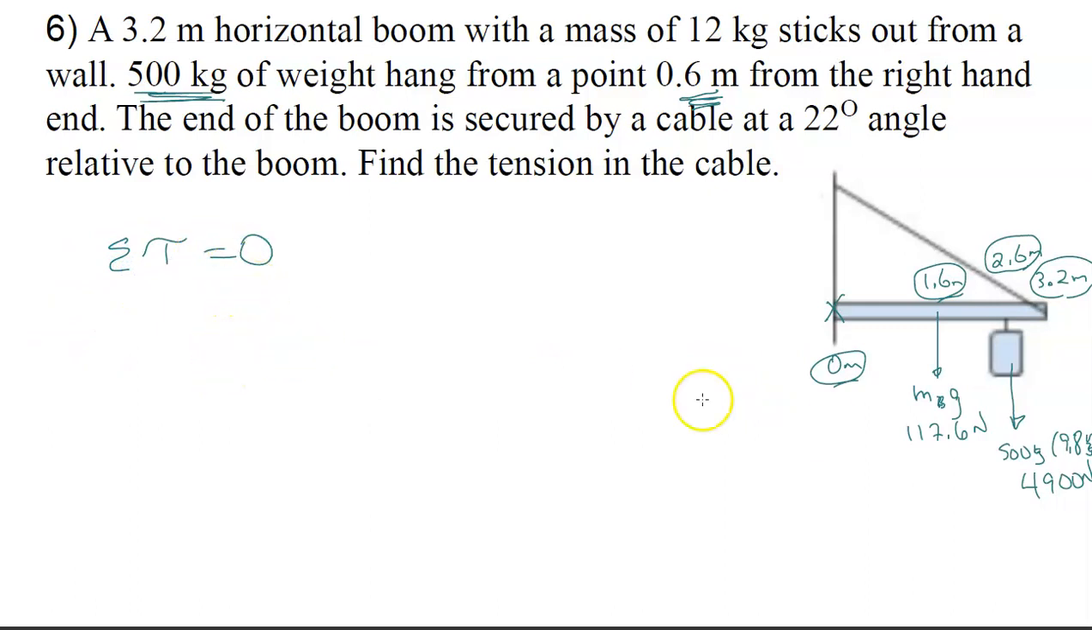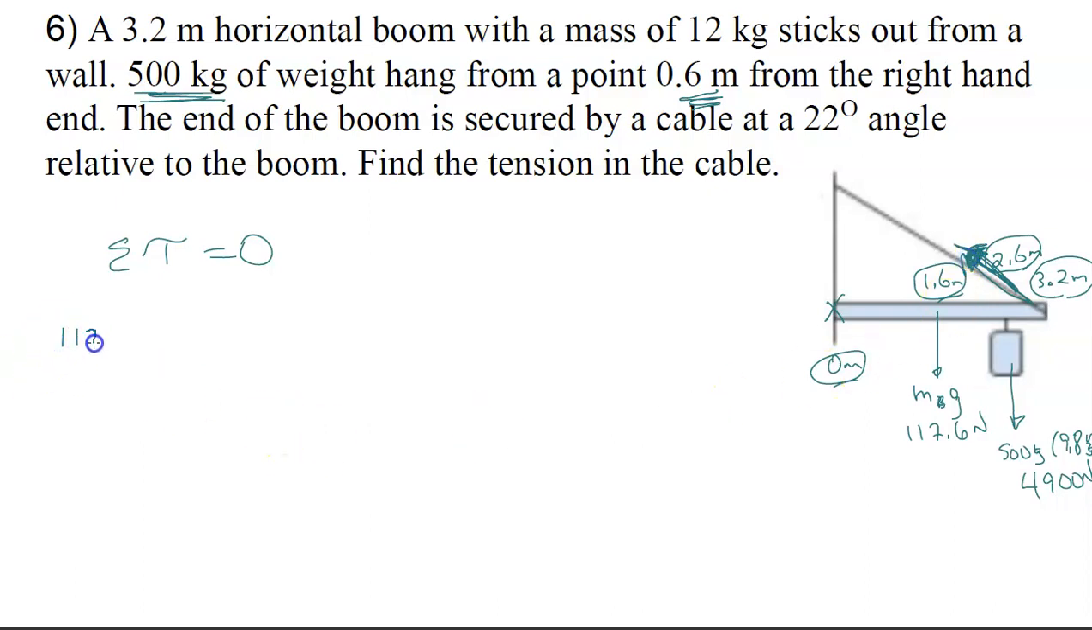And let's forget about the wall. There are forces there, but I picked this as 0, my pivot point, so I don't need to worry about them. I've got 117.6 acting at 1.6. I've got 4,900 acting at 2.6. Those are both trying to pull the stick down, but then this tension right here, this cable, is holding it up, canceling that out. So I need those three forces.